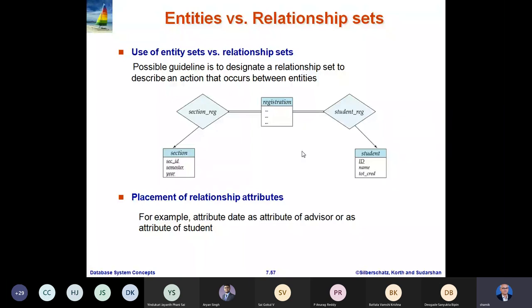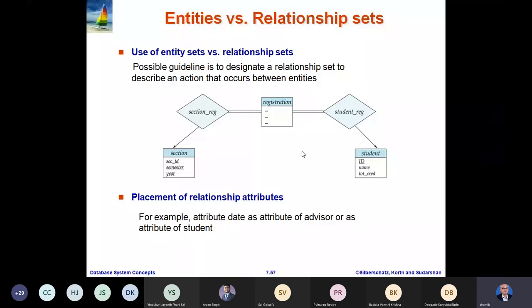Now it is a similar example. It is saying whether the student to section, and again, let us assume for the time being that this section, as it is showing, is a strong entity, because within a year and semester, the section ID is unique, or it might have been a weak entity of a course strong entity, but that is immaterial. What is being talked about is that in this case, and in our example also between course and student, whether we'll call registration an entity set or a relationship set.